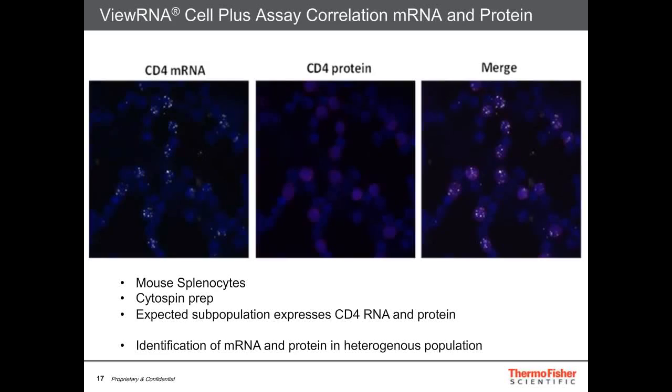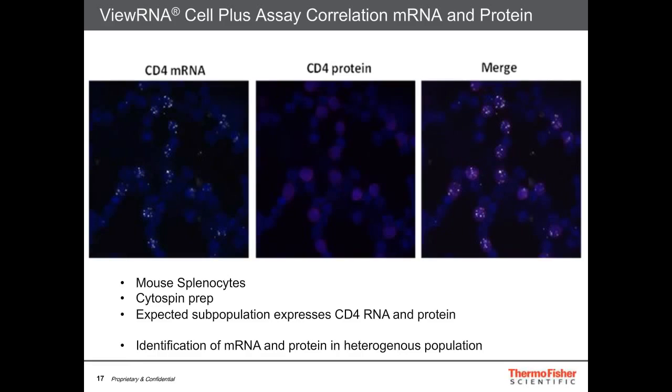Next, we looked at the ability of the assay to assess a heterogeneous population of cells that was in suspension. These were mouse splenocytes, and they were treated as a cytospin preparation. So the cells were isolated and spun down onto slides, and the assay was performed on slides. What we were looking at was a mixed population, and we're looking for the expression of CD4.